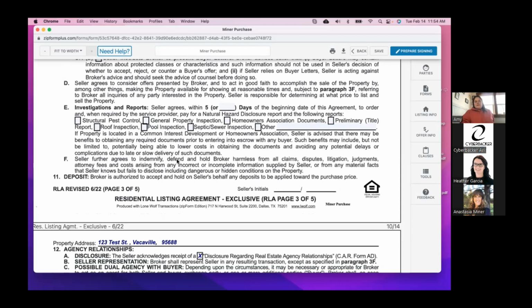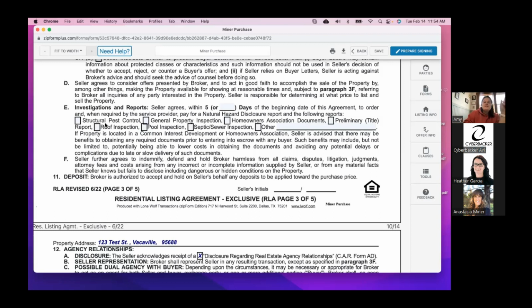Seller agrees within 5 days of the beginning of this agreement, or you could put blank days, to order and, when required by the service provider, pay for the natural hazard disclosure report and the following reports. Look, it puts in there the seller is going to pay for that when required, right? We can check the boxes.